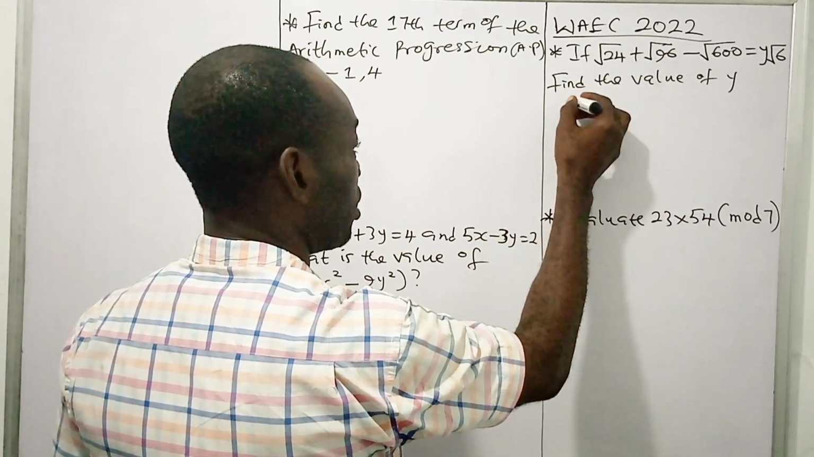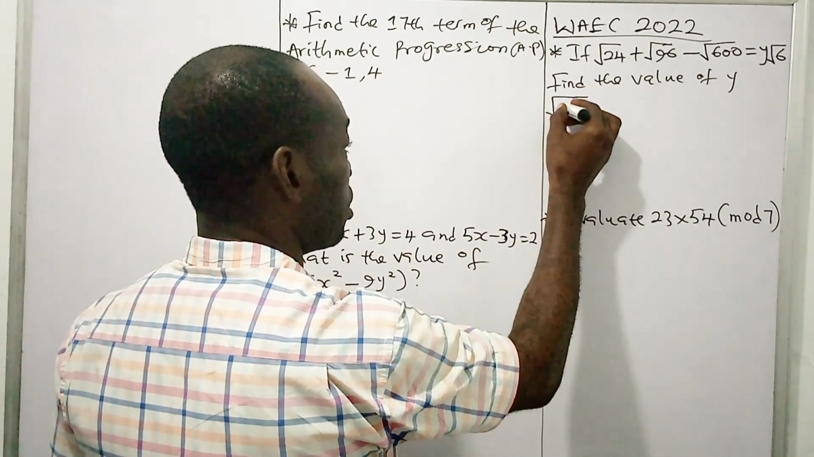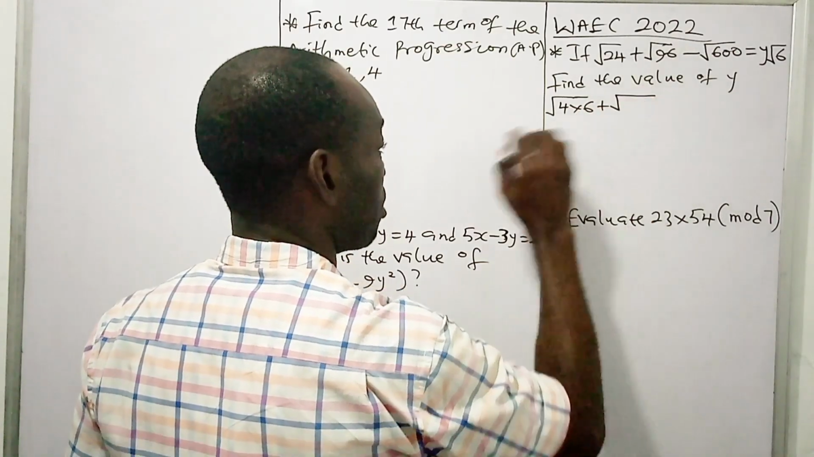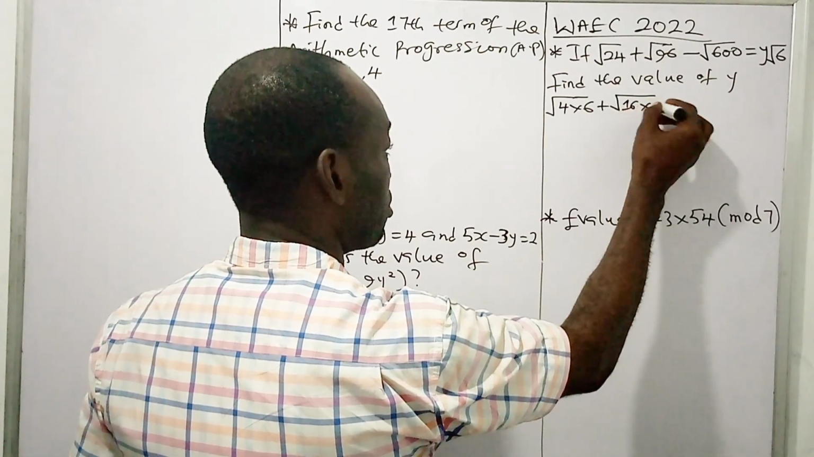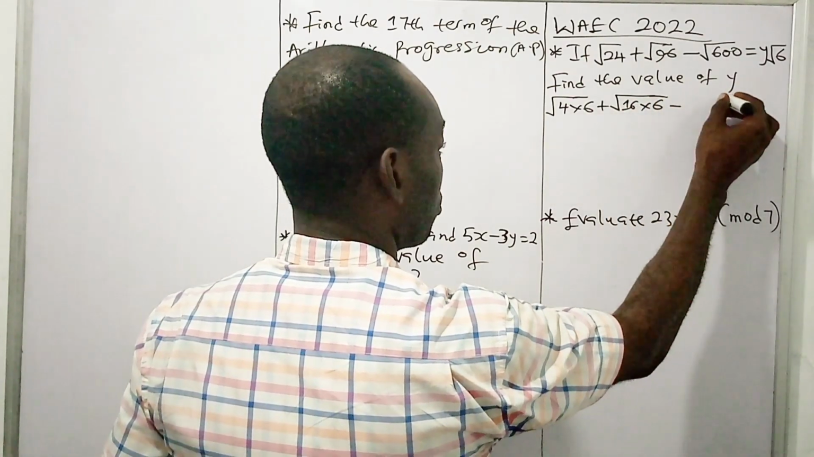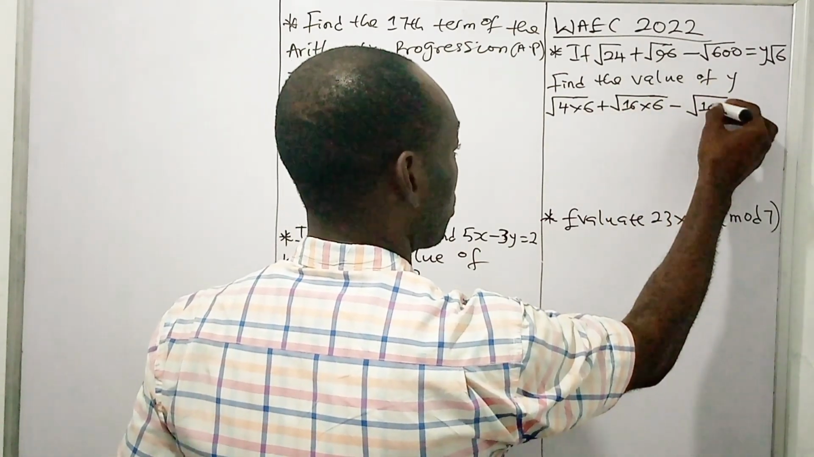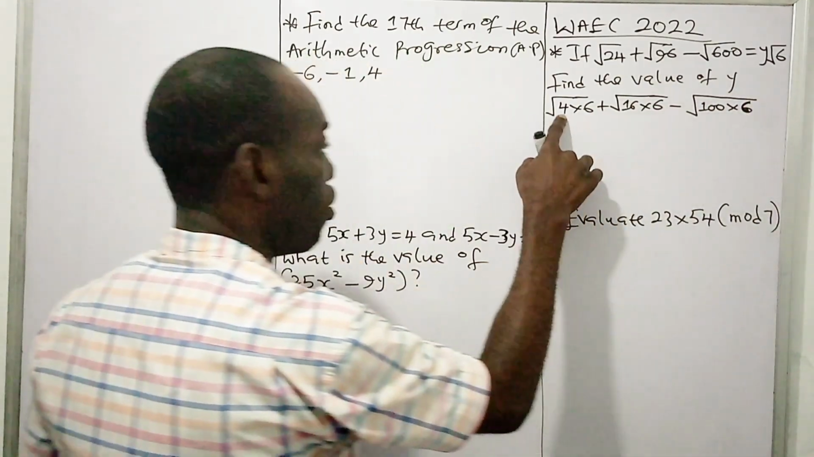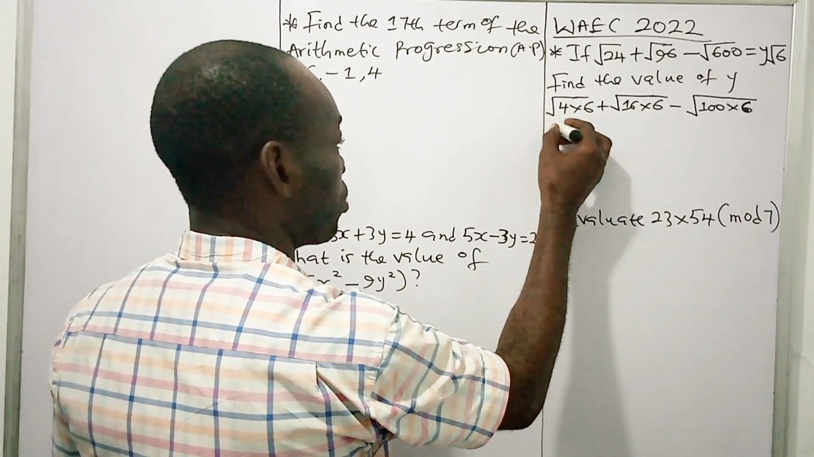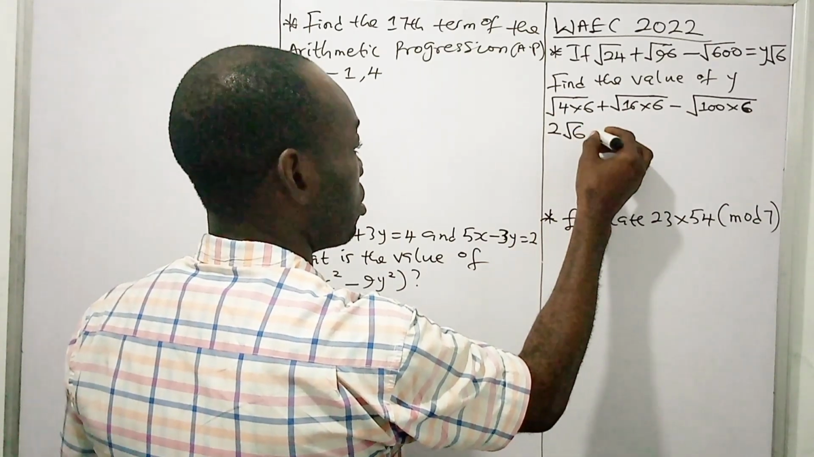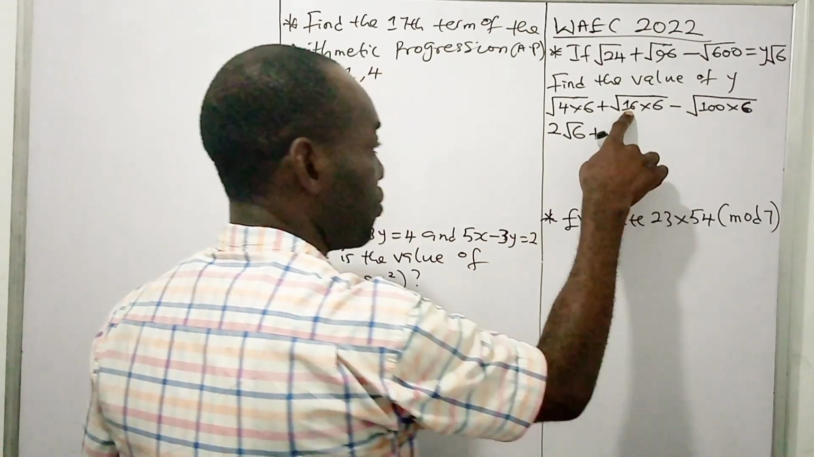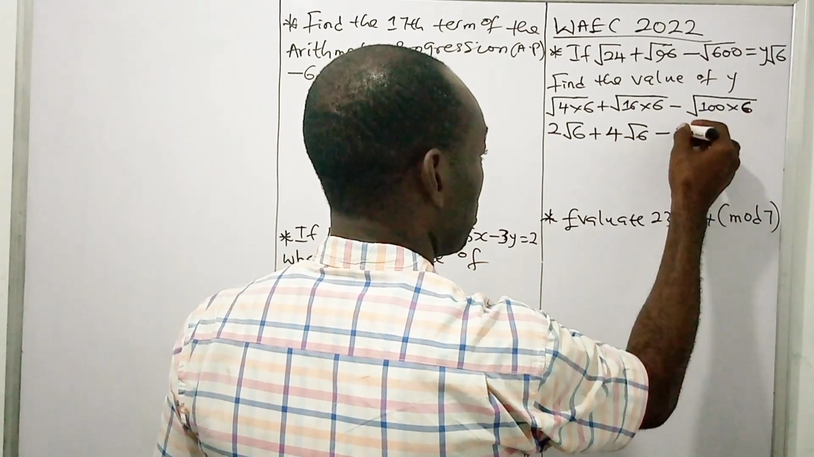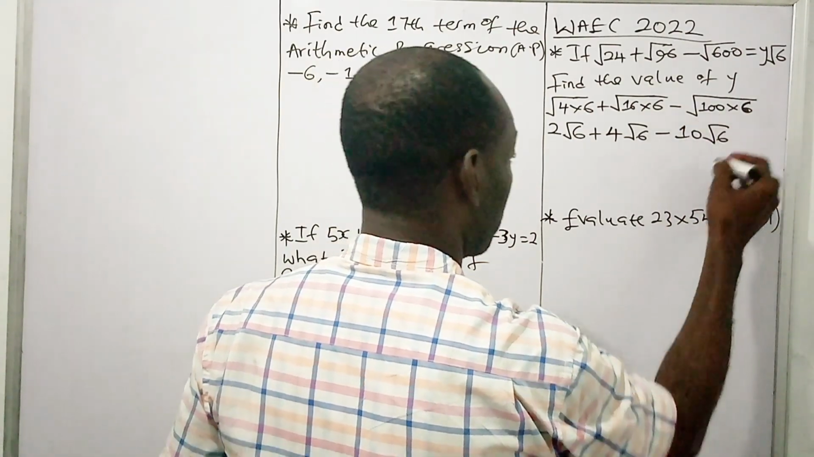Now, root 24 is the same thing as root 4 times 6. Then root 96 is the same thing as root 16 times 6. So also root 600 is the same thing as root 100 times 6. Now root 4 is 2, so that will give us 2 root 6. Then root 16 is 4, so that will give us 4 root 6. Then root 100 is 10, that gives us 10 root 6.